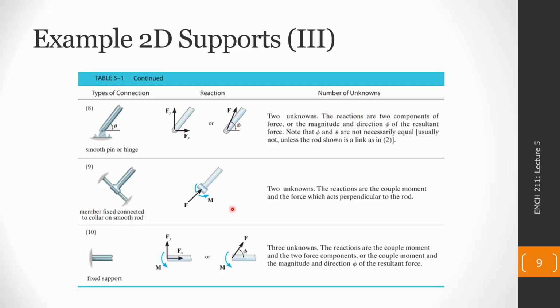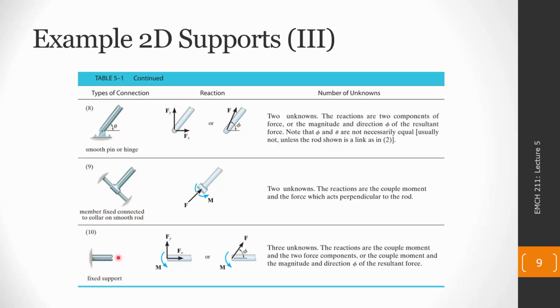And finally, we can have a fixed support, or sometimes called a built-in support. So here our object is embedded into a wall or into the ground. So again, if we try and move this object left-right, we can't because it's stuck inside this surface. If we try and move it up or down, we can't. It's stuck inside the surface. And in fact, anywhere in the XY plane, translation is prevented.